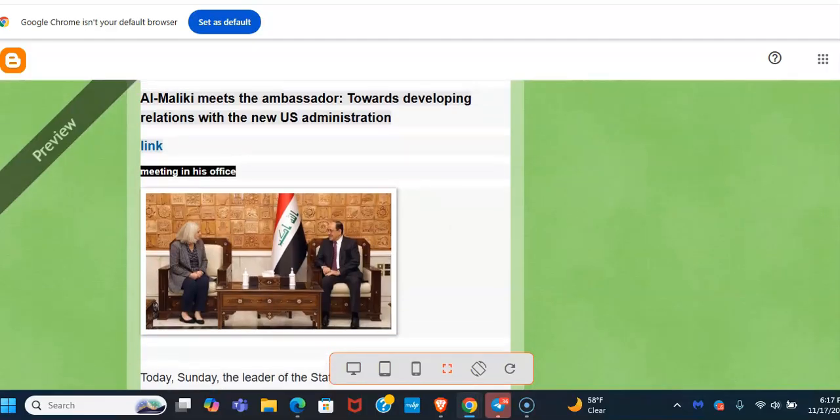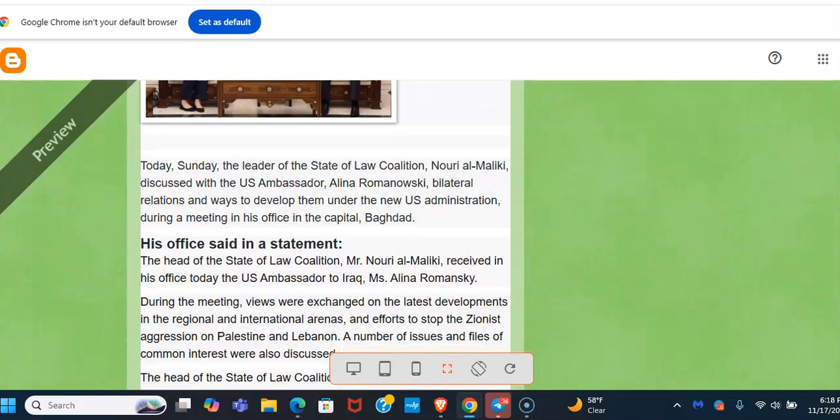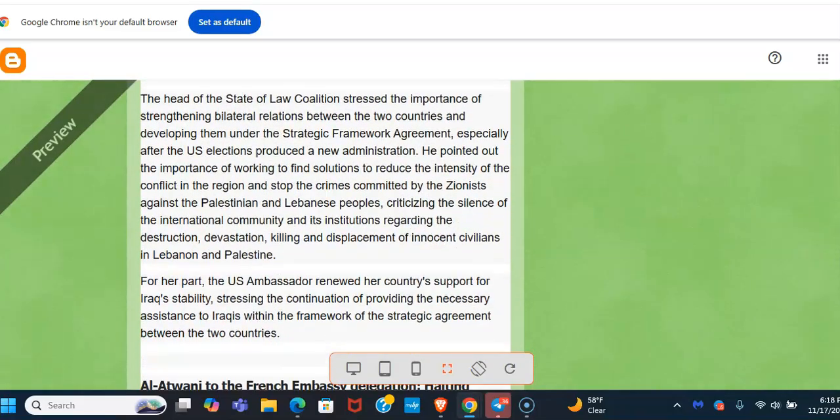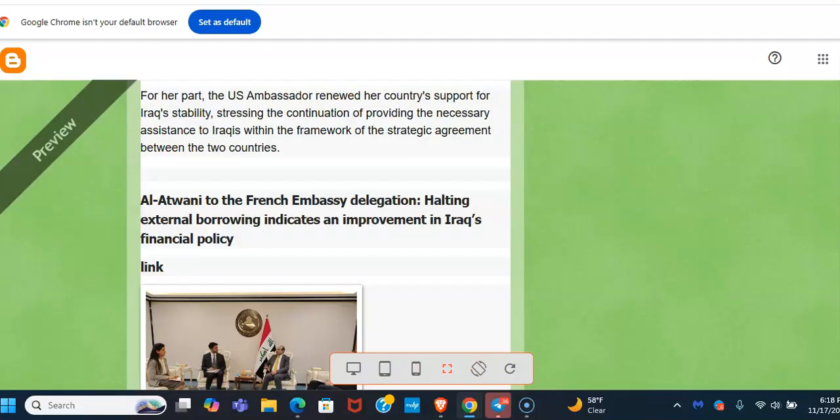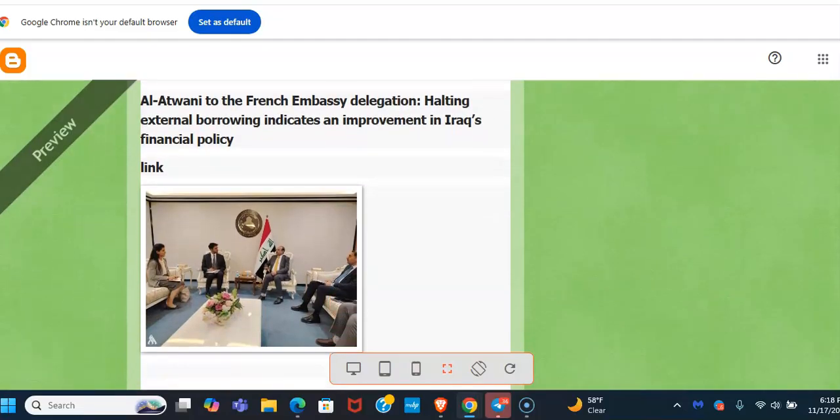Anyway, here's Maliki again. Maliki was very much in the news. One of his little cronies even had the nerve to say no one has completed projects like Maliki. But yeah, so here's an article. He met with the US Ambassador, Alina Romanowski, so if you want to read that. But he's telling the people they need to participate in the census. We need to come up together as one Iraq, and it's like, ugh. Anyway, he met with the French embassy delegation.